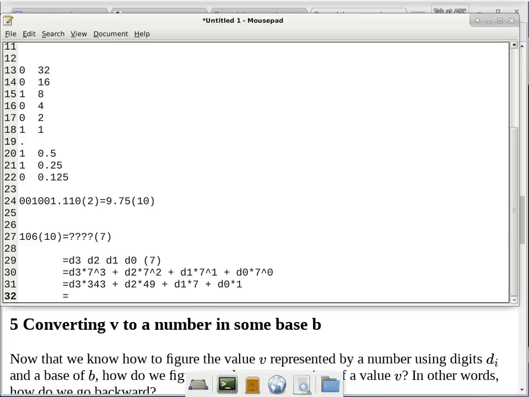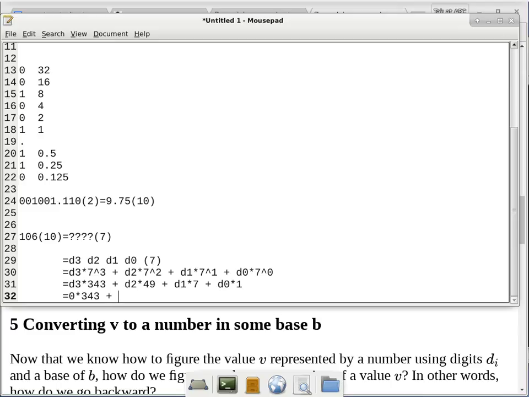Okay, so now we just look at the value that we are dealing with, which is 106, and go like, nah, we don't have any 343. That seems pretty obvious. So now we can say D3 has got to be a 0, because when you divide 106 by 343, the quotient is a 0. Is that making any sense? So everything becomes the remainder. So the remainder is 106 again.